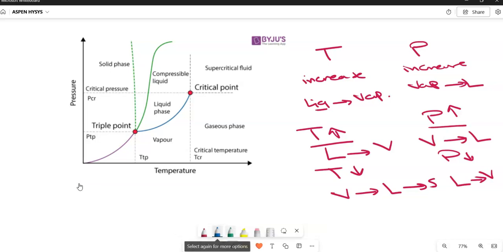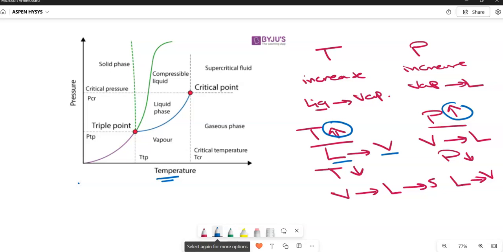If the temperature increases, liquid to vapor. If the pressure increases, vapor to liquid. So you just need to memorize one of them, or just understand it. If you have a liquid and you increase the temperature, it will move from a liquid phase to a vapor phase. So if we look at this phase envelope, here we have the temperature.